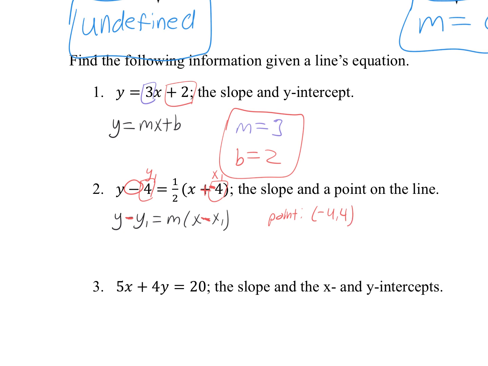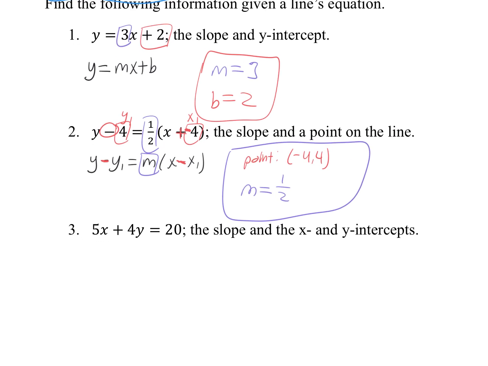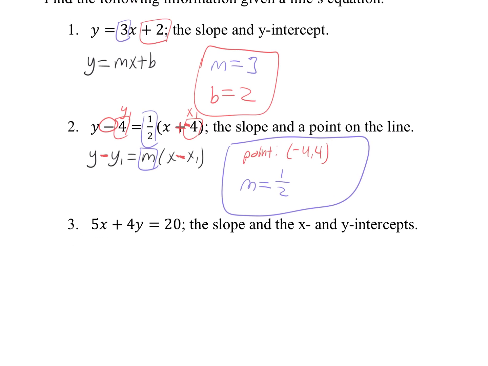And then your slope is just whatever's outside of your parentheses. In this case, it's going to be 1/2. So your slope is 1/2. Hopefully pretty simple. Now, this one's in standard form.